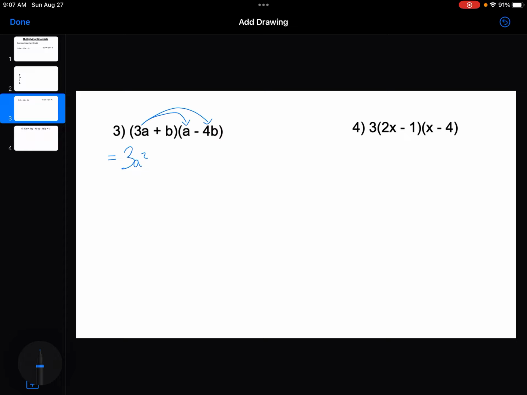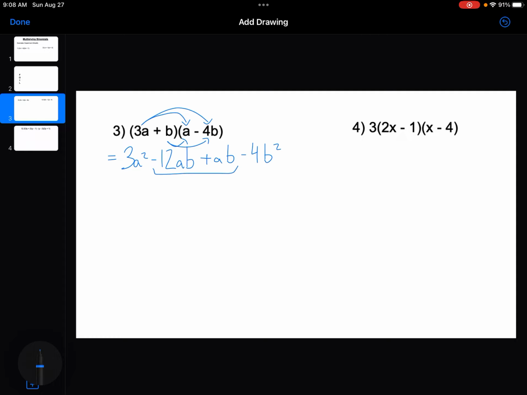Then we're going to do outer. 3a times negative 4b. Well, 3 times 4 is 12. A positive and a negative is going to give me negative. And then we just have ab. Next is going to be inner. b times a. Well, that's going to be plus ab. You could write plus ba, but typically you want to write it alphabetically. And then finally, we've got minus, a positive and a negative is negative, 4b squared.